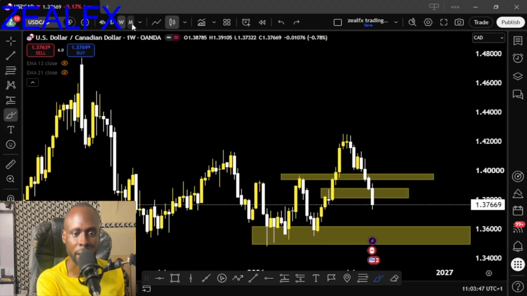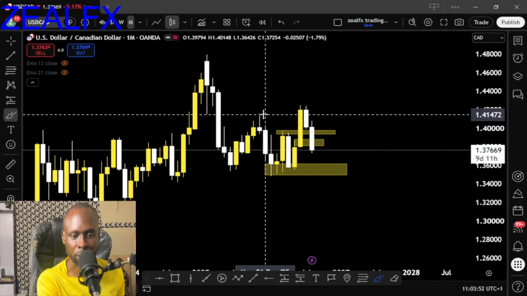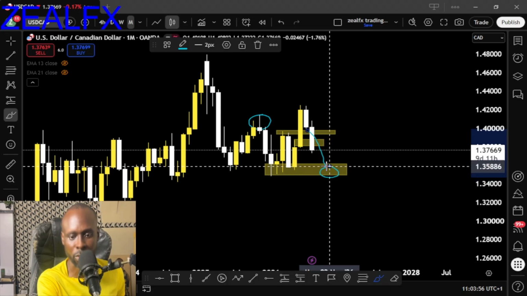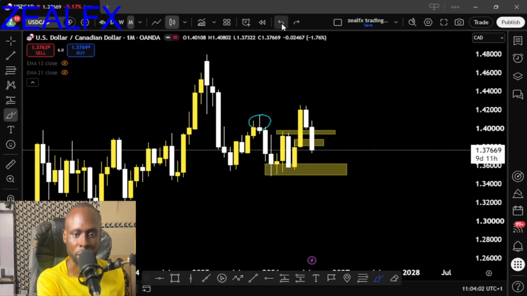Let's look at the monthly time frame. On the monthly time frame, you can see that price closed on this resistance, which is now pushing price back to this support area. So we still expect more dropping on the USD CAD. So expect price to continue to drop on USD CAD this coming week.